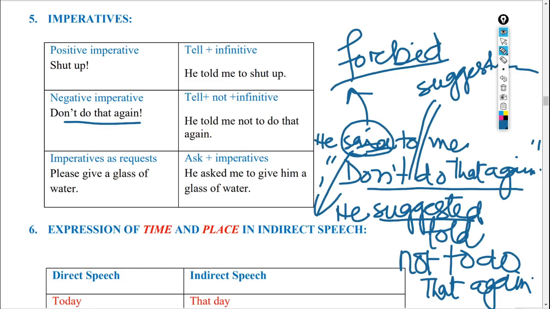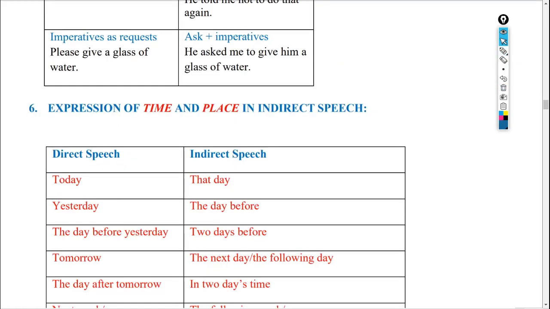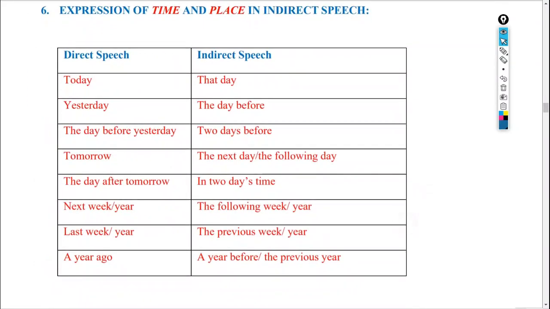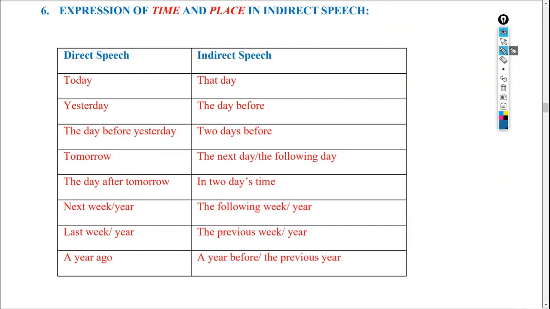Then let us proceed to the next: how the expressions of time and place change into indirect narration. Expression of time, change of it in the indirect narration. As you have already discussed, in narration the near thing will be transformed into a distant thing. Therefore, here also we will see that today will be transformed into that day. Yesterday will be the previous day or the day before.